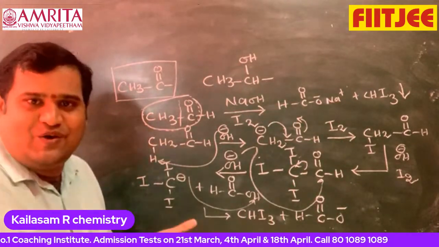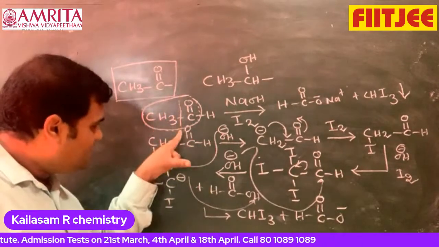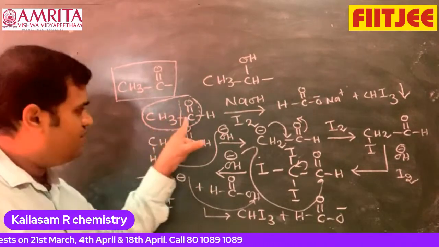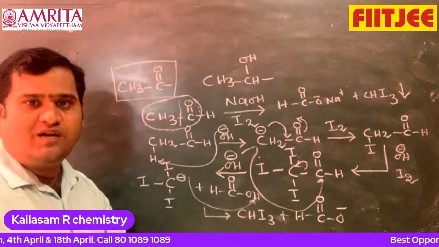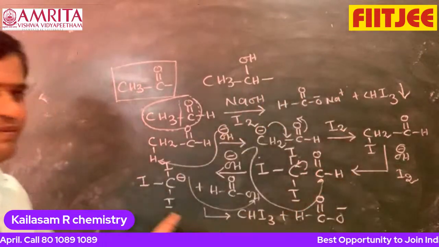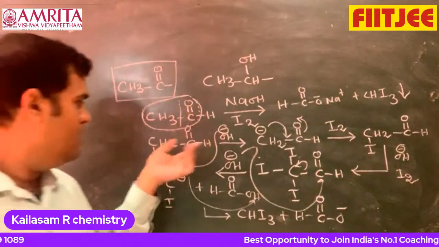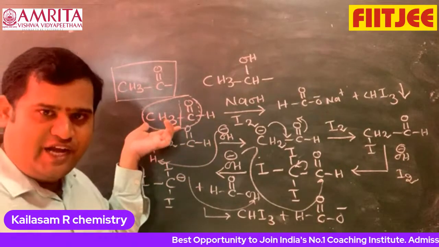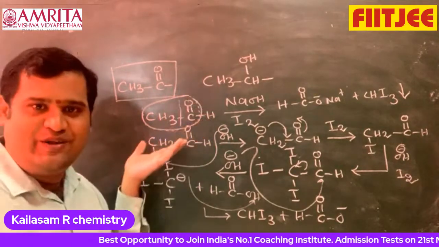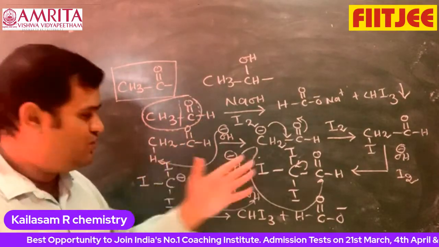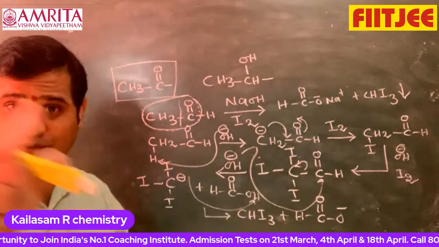Are you able to follow? That's all. So you break this bond. This becomes CH3. Remaining part becomes what? Sodium salt or carboxylate. That's what is happening. Observe the mechanism. In the place of 3 hydrogens, you substitute iodine. That's also how you got the carboxylic acid. I'll give one more example to understand better.